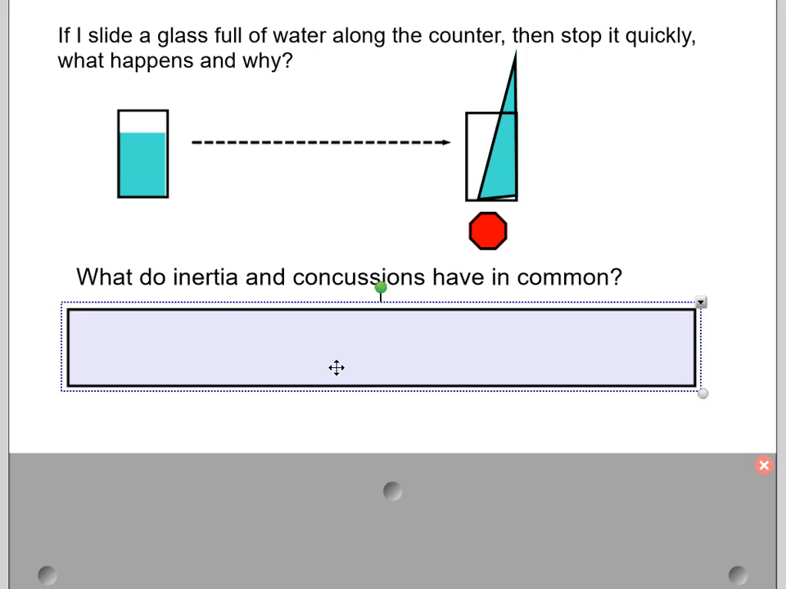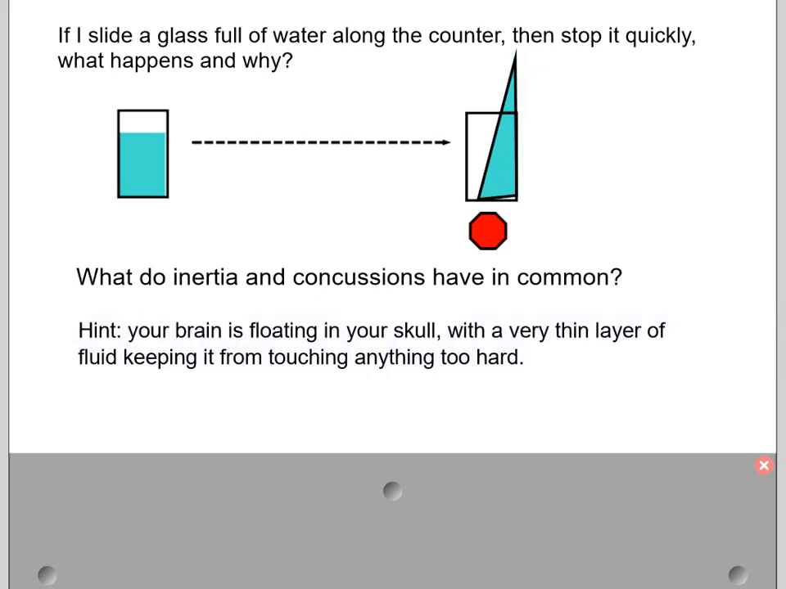So that's something to really consider moving forward, because your brain is going to be really, really important to you as you move throughout your life.